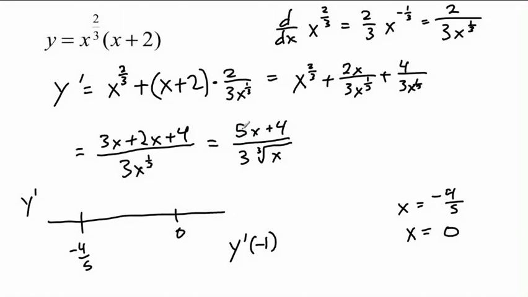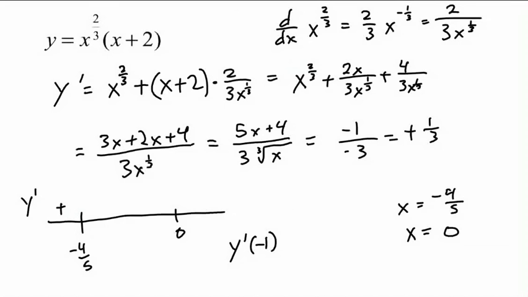So that's going to be 5 times negative 1, which is negative 5, plus 4, which is negative 1, all over negative 1 cubed, which is negative, and negative 3, so that's going to be positive 1/3. So I know it's going to be positive here.